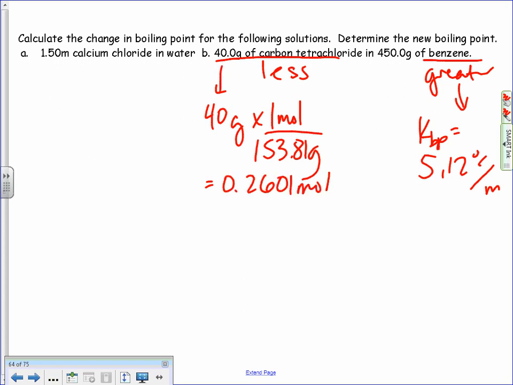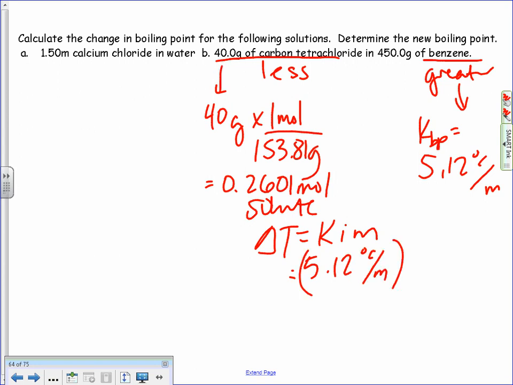0.2601 moles, and that's solute. All right, so then determine the new boiling point. We're going to use our same general format of delta T is equal to K i m. Delta T is our question. Our K is in reference to benzene, the solvent, 5.12 degrees C per molal. The i factor is based off the solute, which is what for carbon tetrachloride?